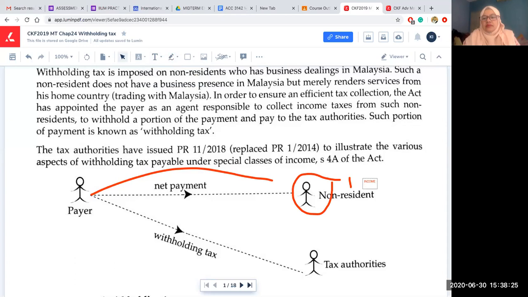But to the payer, it is going to be an expense, isn't it? To the payer, the payment made to the non-resident is an expense. So you have to understand that to the payer, whatever payment is made to the non-resident will appear in the profit and loss account. To the non-resident, the amount received from the payer is an income to the person. And how do you decide whether a person is a resident or non-resident? For an individual, how do you decide on that?